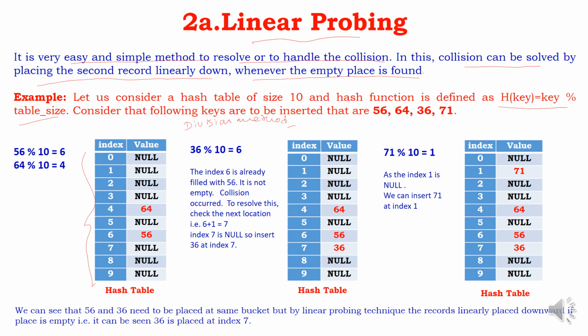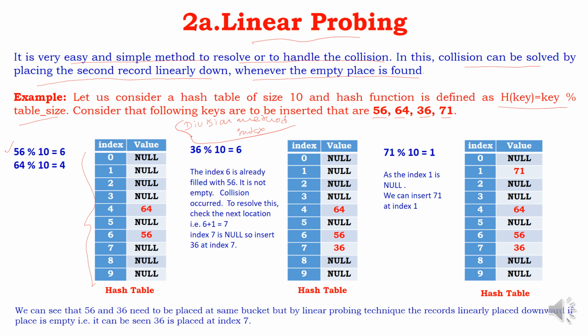Using the division method, we are going to find the index. Consider the following keys to be inserted. What are the keys? 56, 64, 36, 71. First, let us take 56.